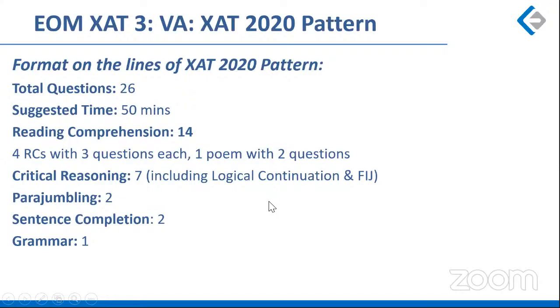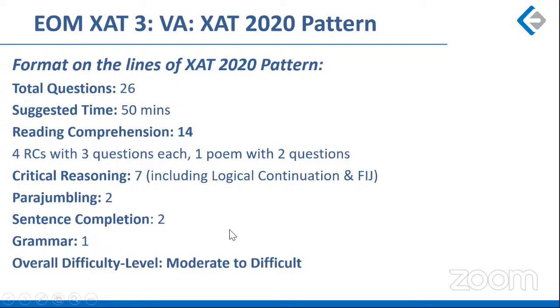Critical reasoning, instead of just 6 questions, this time had 7 questions of CR, because there was 1 question of logical continuation included, which is not core critical reasoning. And FIJ, fact inference judgment too, which we have seen in XAT in various ways in past years. 2 parajumbles, 2 sentence completion, and grammar came down to just 1 question because you had 1 more of CR.